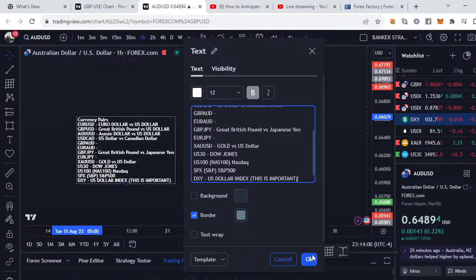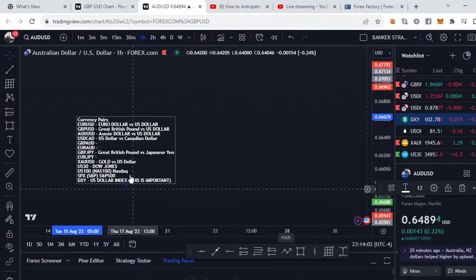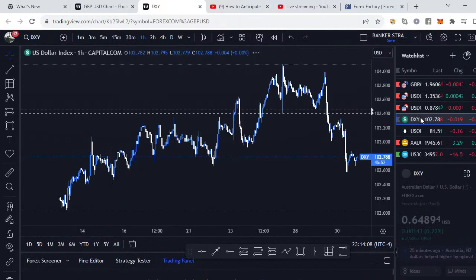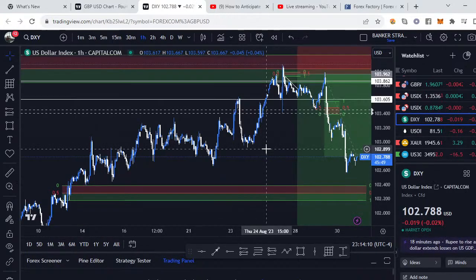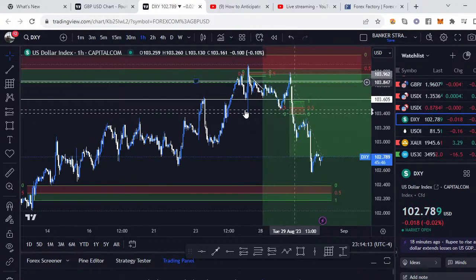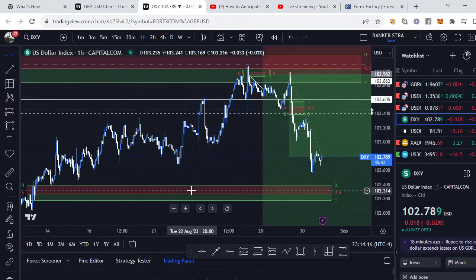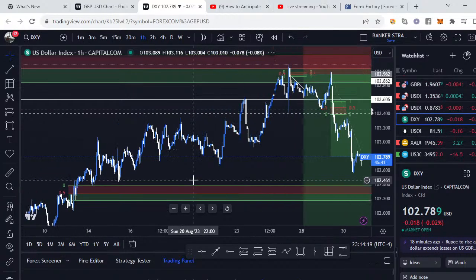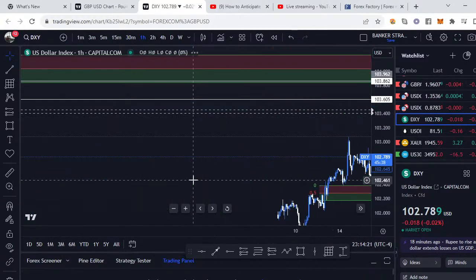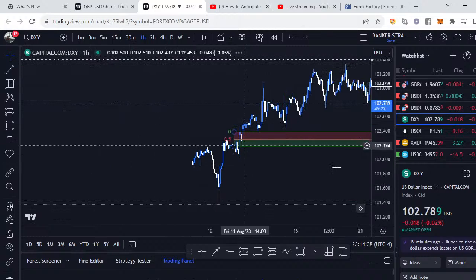All right. Now the reason why the DXY, right? We are now looking at the DXY. Excuse all the stuff that's going on. DXY is very important. The reason why it's very important is because it's what moves the US dollar. It's the dollar that's represented in all currency pairs.